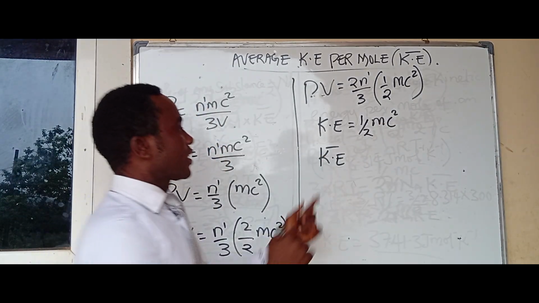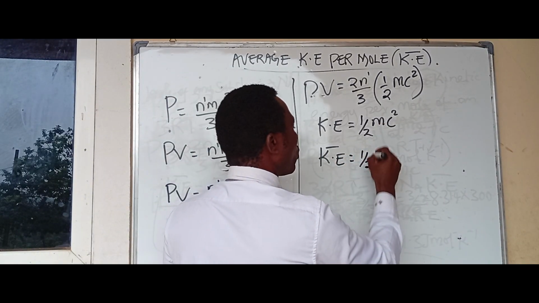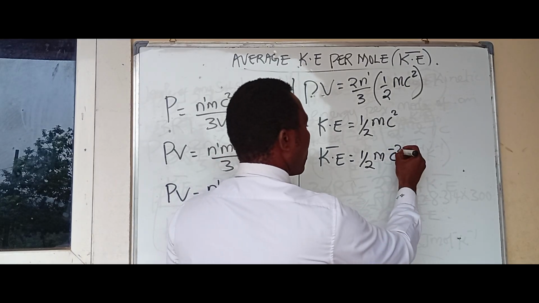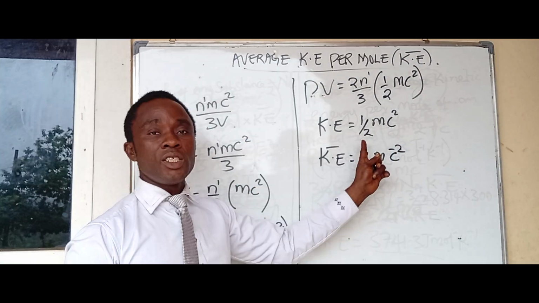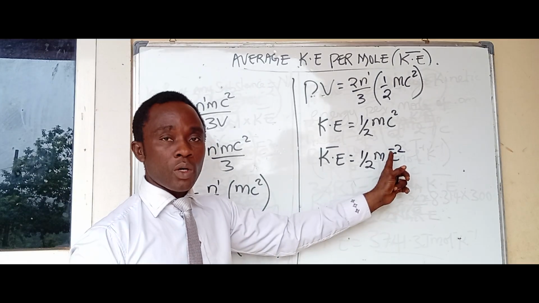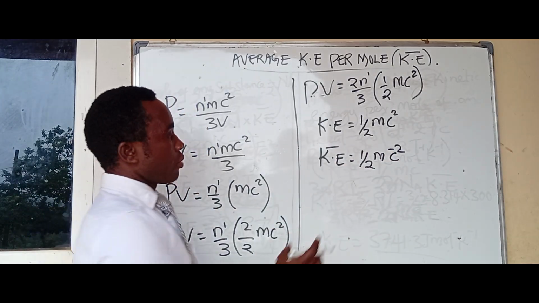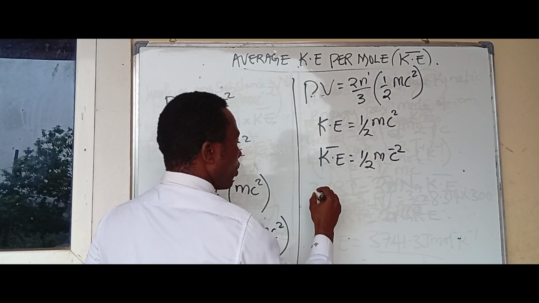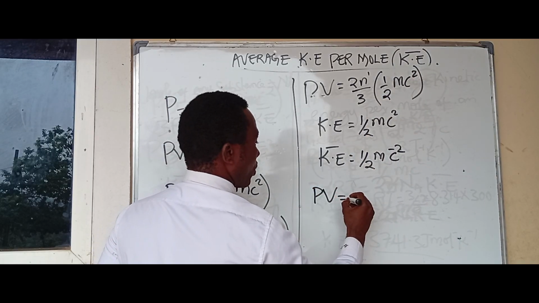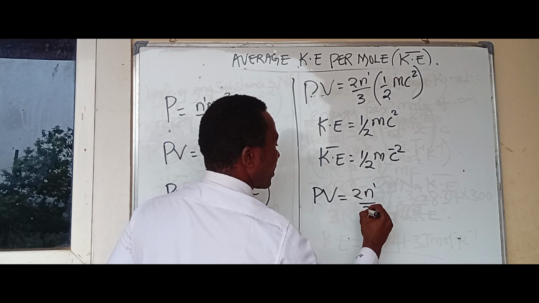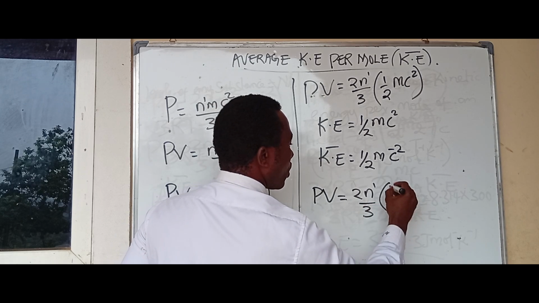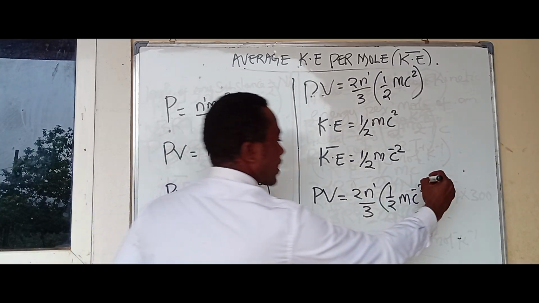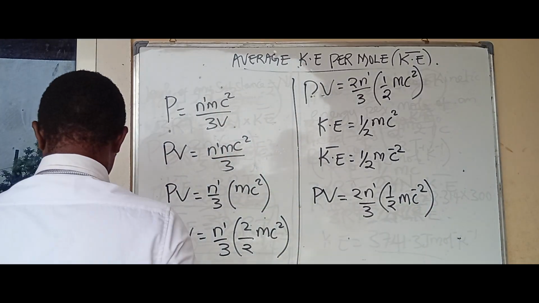So average kinetic energy will be equal to 1 over 2 mass multiplied by the average square speed. So average kinetic energy goes with average square speed. Now, if we replace this with the average, we'll have that PV will be equal to 2N bar over 3 into 1 over 2 MC bar squared. That is average speed squared.